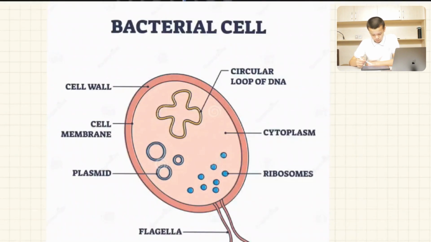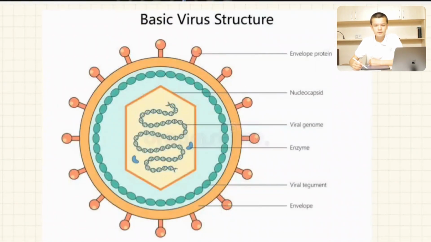And it also has plasmids, which have extra genes. Some bacteria can contain flagella to swim and move around. And some bacteria also contain a capsule for protection and more. Now it's time for the last kingdom, viruses.